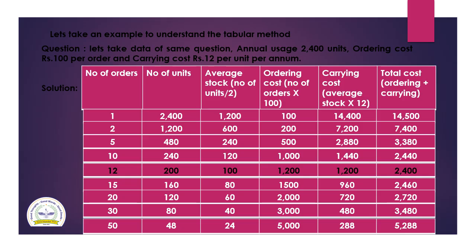So we can see that when we are ordering in 12 lots with 200 units each, the cost borne will be the least amongst the others. So this is our EOQ. EOQ is the point where the storekeeper tries to minimize both the costs, ordering cost and carrying cost.